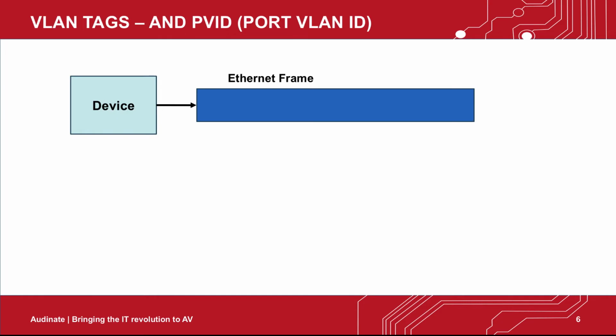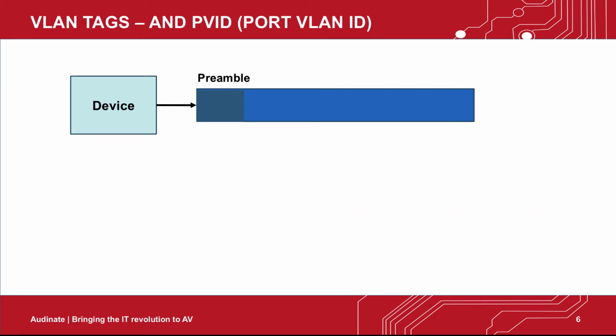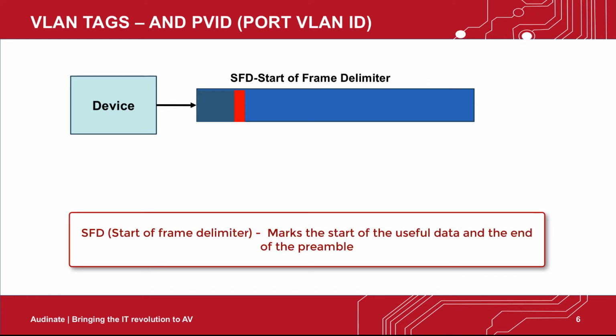So, we're going to build an Ethernet frame in a device. Then, an Ethernet packet starts with the preamble consisting of a pattern of alternating ones and zeros, allowing devices on the network to easily synchronize their receiver clocks, providing bit-level synchronization. It is then followed by the SFD, Start of Frame Delimiter. This marks the start of the useful data and the end of the preamble.